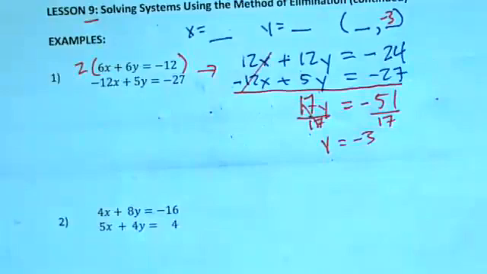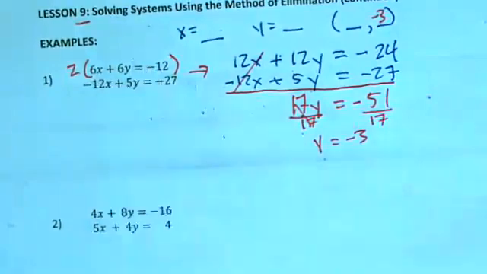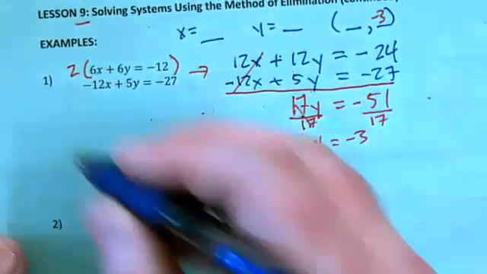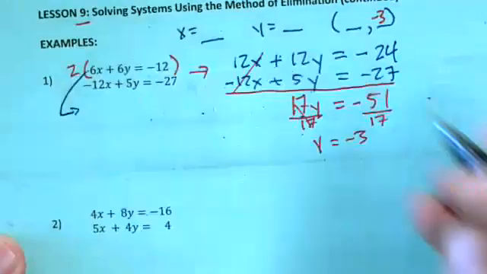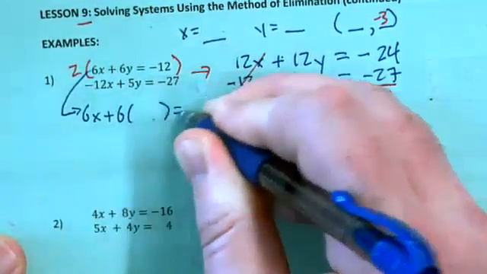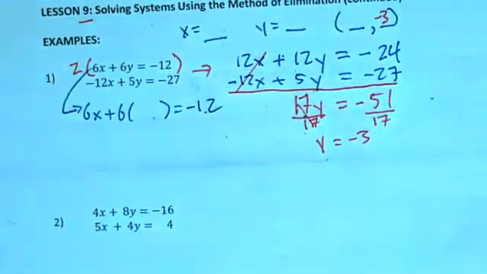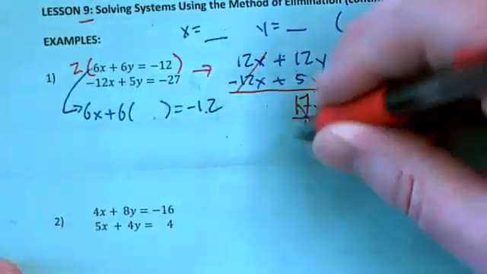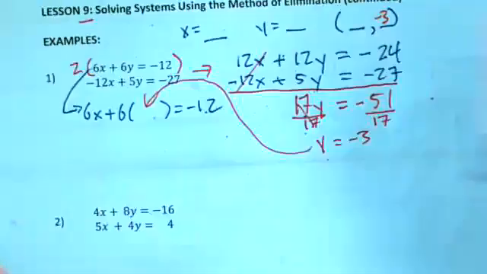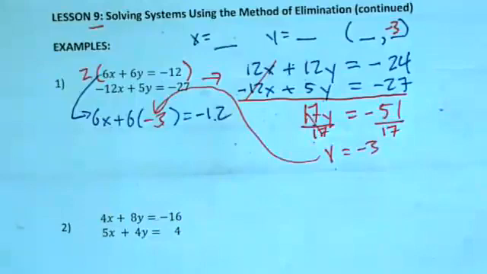So I'm looking at these 2 original ones. We're going to solve for x. I think I would probably choose the first one. It looks a little bit easier. So I'm going to take the original first equation, which was 6x plus 6y equals negative 12. But I left the y out because we know what y is. Y is negative 3. And then we'll use that to solve for x, and then we'll have our final answer.